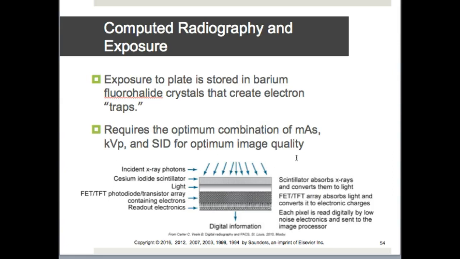So exposure to the plate is stored in barium fluorohalide crystals that create electron traps. It requires the optimal combination of mAs, kVp, and SID for optimal image quality. So you have your incident photons, it goes to your cesium iodine scintillator, your light, FET or TFT, and we're going to talk about this whole process. I just want to give you an idea what computed radiography is and does, but we're going to go deep into this in your next class.